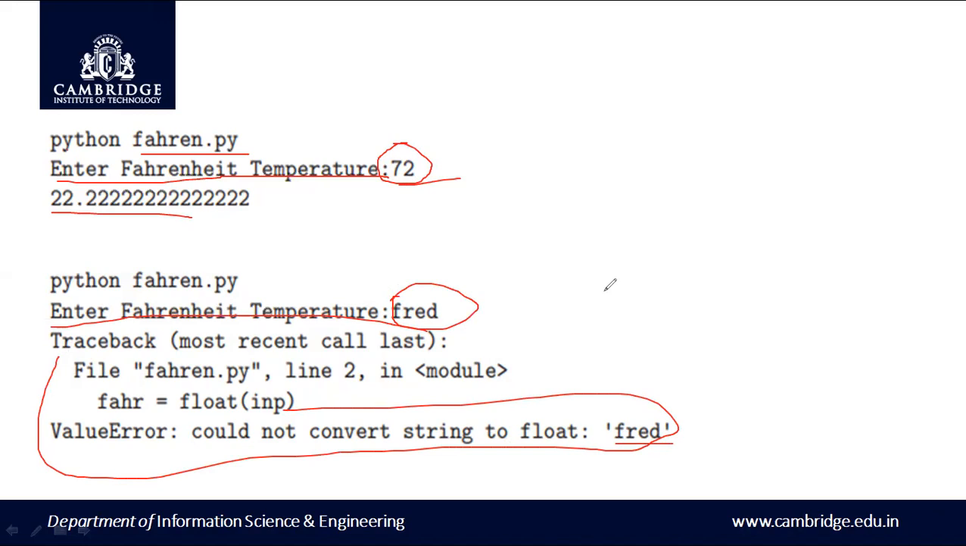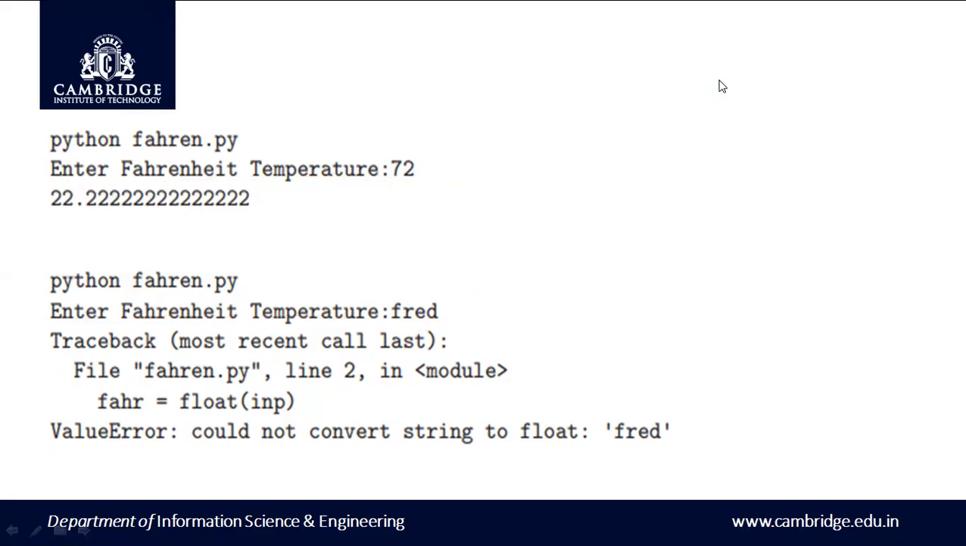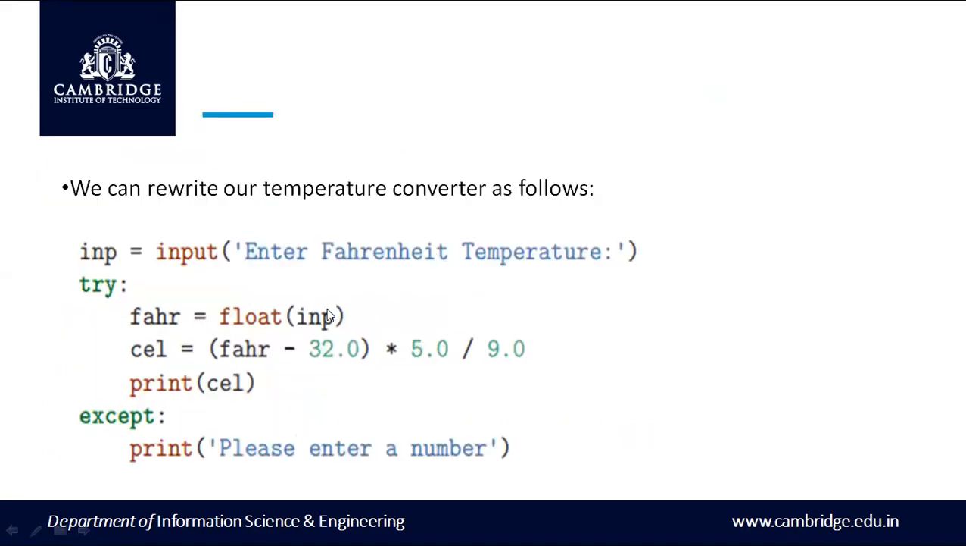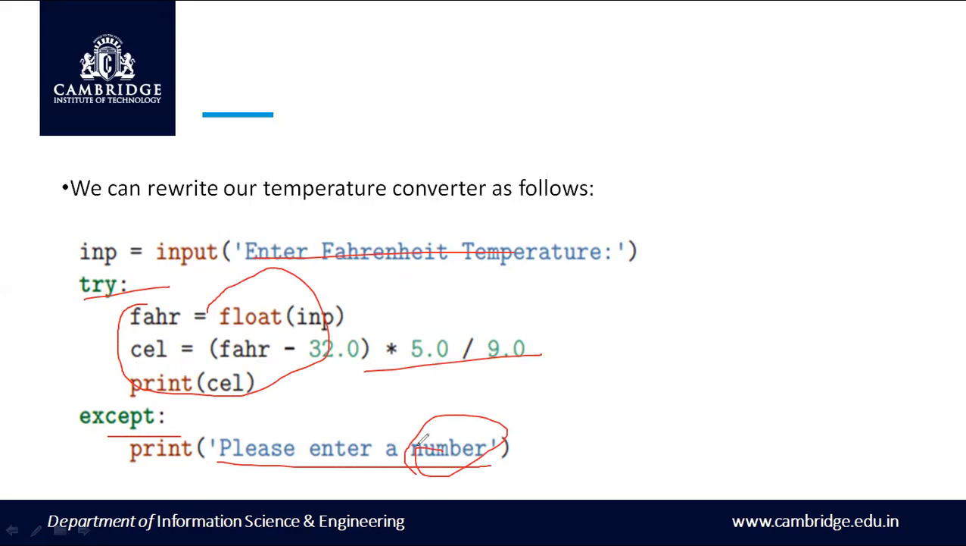So instead of that, if we modify the above program, you can see the changes in the output here. Let us modify the program using the try and except concept. We can rewrite our temperature converter as follows. The user is asked to enter the Fahrenheit temperature. Here, in the try block, we have the formula to convert Fahrenheit to degrees Celsius. Here is the except part, which tells the user that you have to enter a number only. For such computations, you have to enter a number only.